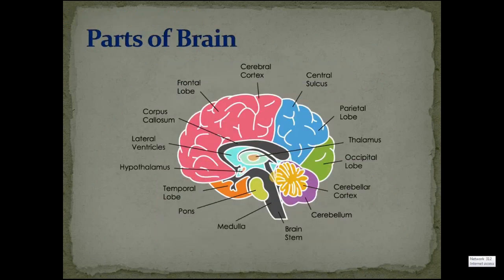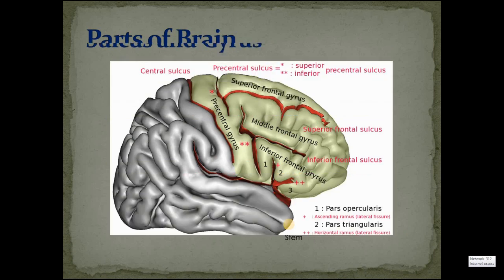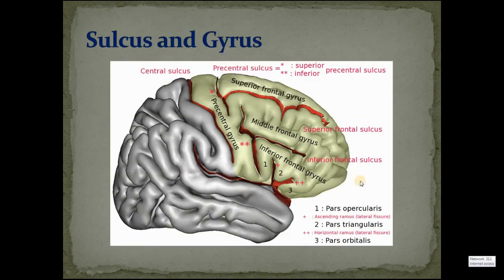Now you can see in this picture the cerebrum and the cerebellum, and the different parts of the brain like midbrain, pons and the medulla, which together are known as the brainstem, which controls different functions in our body. Now you can see in this picture there are sulci and gyri. So what is a sulcus and what is a gyrus? The sulcus is the line and the gyrus is a fold made up between two sulci. As you can see in this picture, this red line is the central sulcus, and this yellow part is the gyrus.